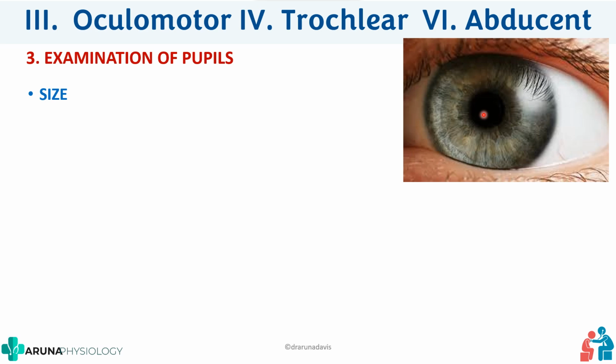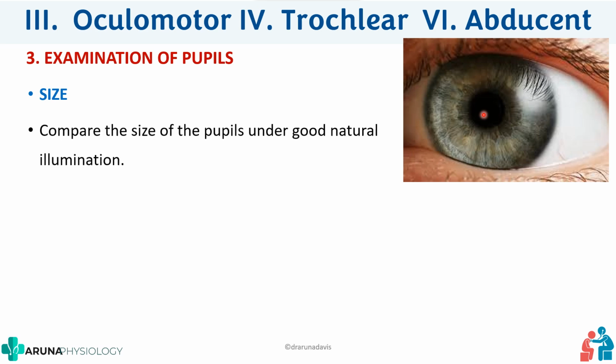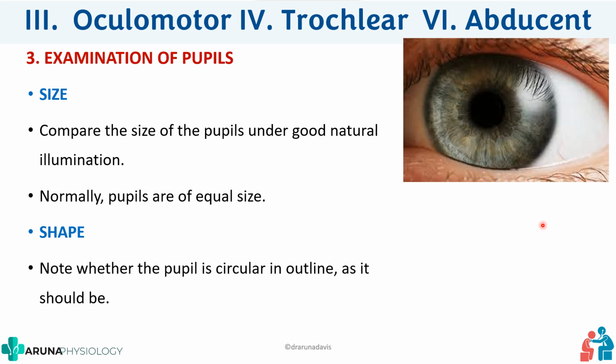So we have to test for the size as well as the shape. For size, we have to compare the size of the pupil under good natural illumination, and normally it is of equal size. And then you have to test the shape also. Normally the shape here for humans is circular. So we have to see whether it is circular or not, and also whether there are any irregular contours or any abnormality in the pupil shape compared to the other eye. So that will complete the examination of the pupil.